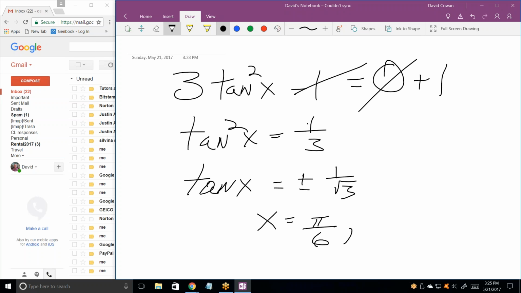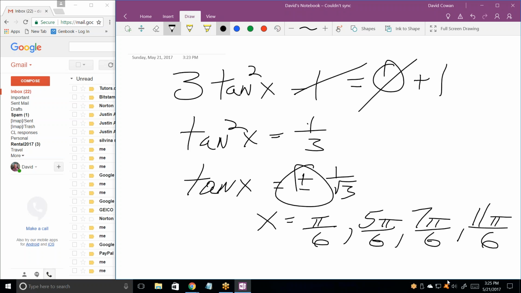Okay, what's the second quadrant angle where that's the same? 5 pi over 6. And the third? 7 pi over 6, and then 11 pi over 6. There's your 4 answers. Now, if you miss the plus or minus, you'd have missed half these answers. I don't know how much you lost, but I suspect half the number of points.